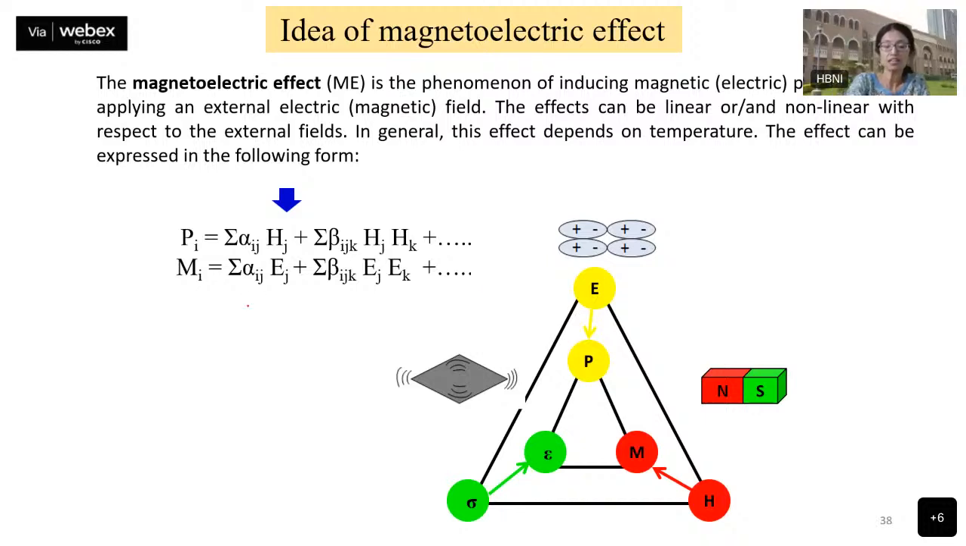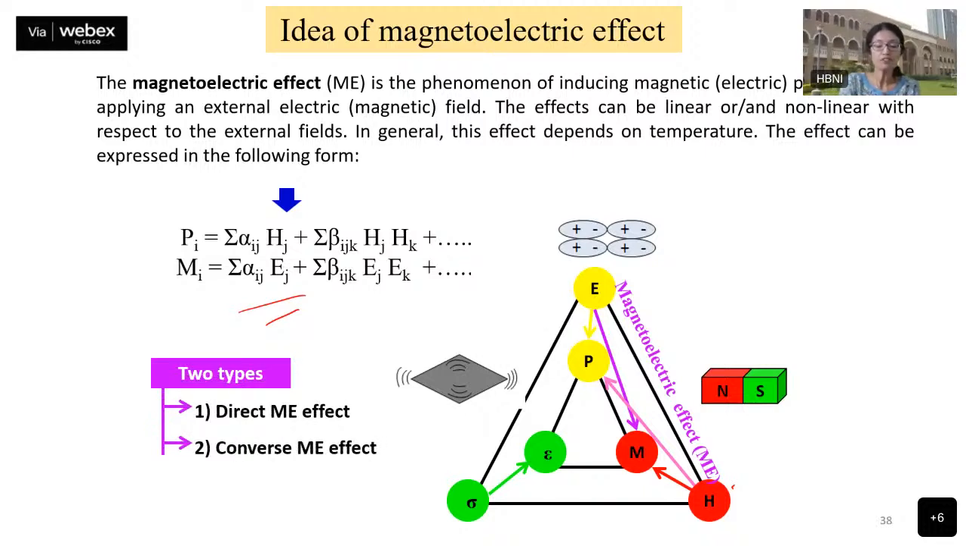And the effect is generally expressed in the following form, as you can see over here, Pi and Mi. This is how it is expressed. If you look at this particular slide, when you have an electric field applied and magnetization changes, or you have a magnetic field applied and the polarization changes, then what you have is known as a magnetoelectric effect, or ME. Similarly, there can be two different types of magnetoelectric effect: one can be the direct effect, and the other can be the converse ME effect.